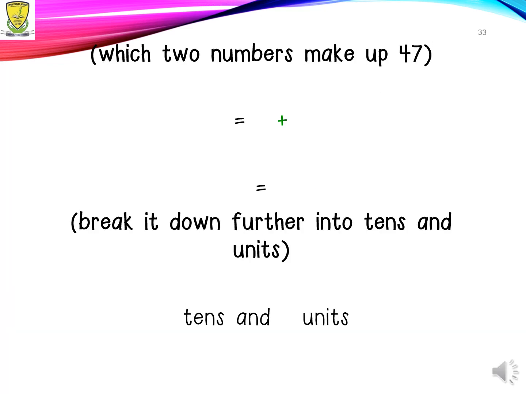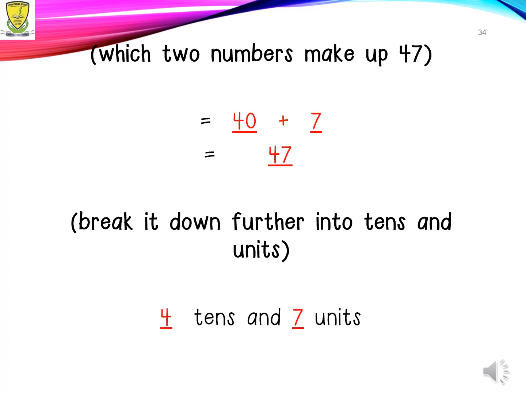Now it says which two numbers make up 47. So we need to break up 47. Then it says break it down further into tens and units. So when we break up 47, we will say 40 plus 7, which makes 47. And when we break it down further into tens and units, we get 4 tens and 7 units.